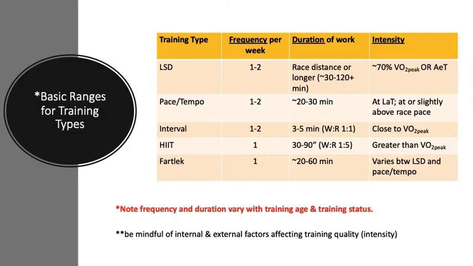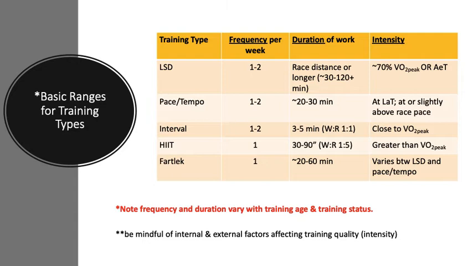So this is a great summary slide with the basic ranges for training types. So the training type may be long, slow distance, LSD. The frequency per week is 1 to 2 times. The duration is really race distance or longer, so 30 minutes to 120 plus minutes. The intensity is 70% of your VO2 peak or your aerobic threshold.